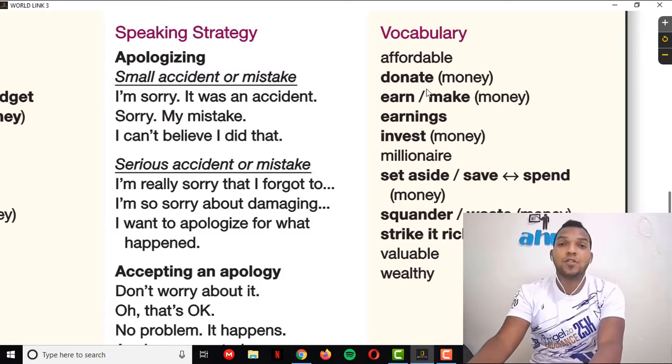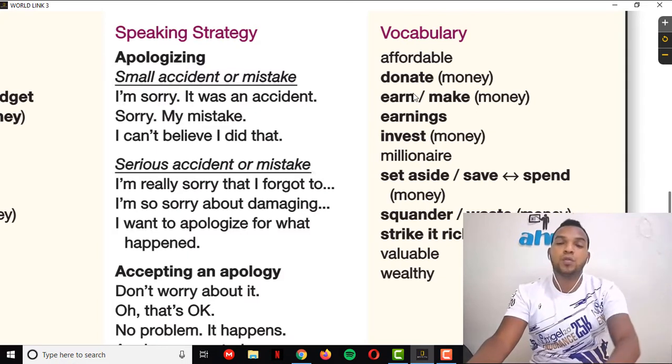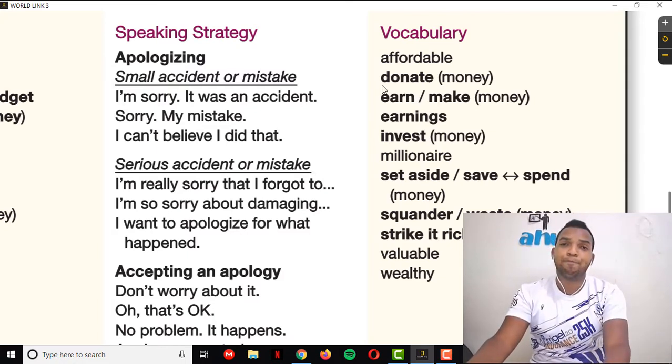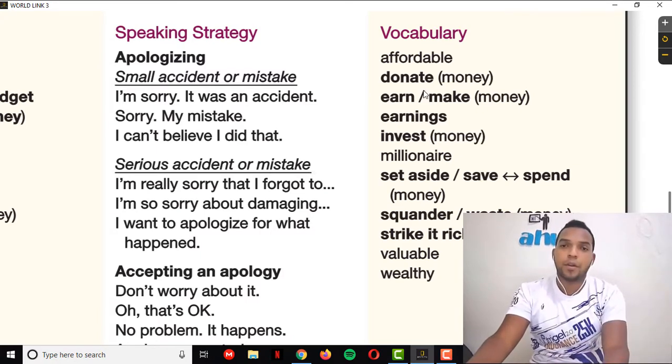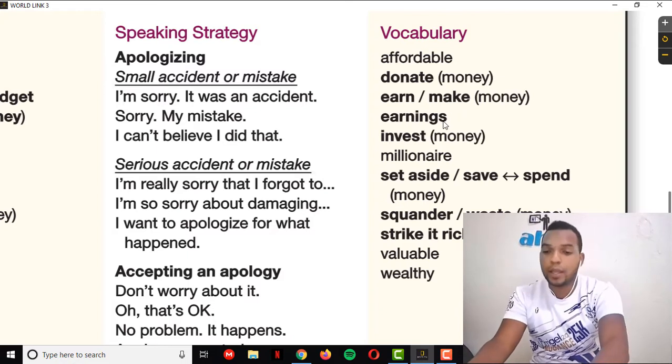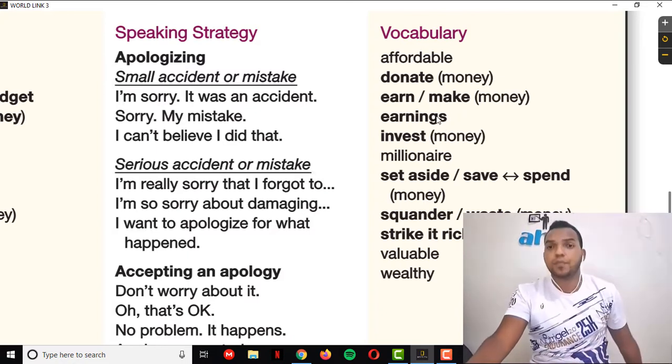The other one is donate money. Donate is when you give to a company or plenty of people. It doesn't matter which one it is, okay? For example, many people used to donate money to different institutions, like for cancer, or for the elderly.